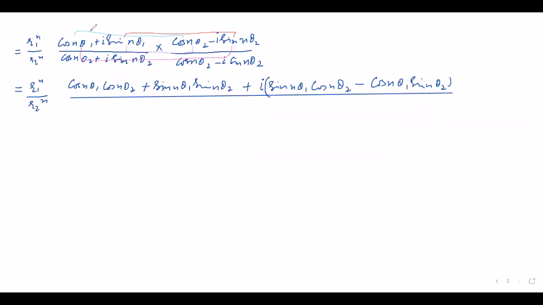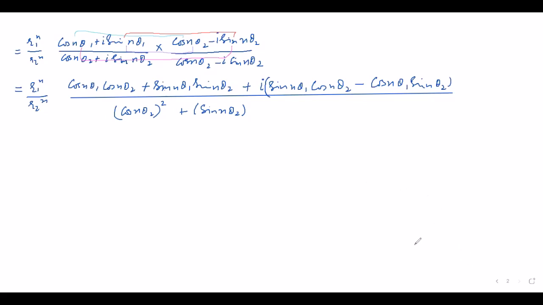And then the denominator. Well, let's see the denominator. What is the denominator here? Cos of n theta 2 plus iota, minus iota sin of n theta 2, sin of n theta 2. So it is simply a plus iota b into a minus iota b. So the result will be a square plus b square. In place of a, I have cos of n theta 2 square plus sine of n theta 2 square. So this I get in the denominator.